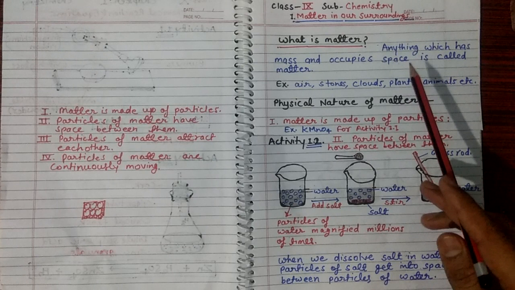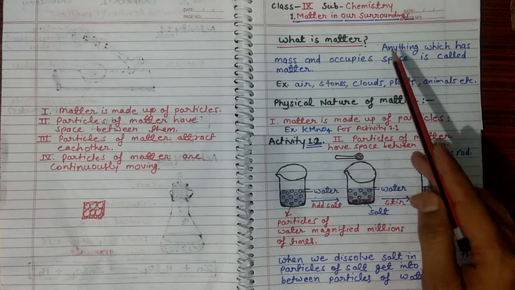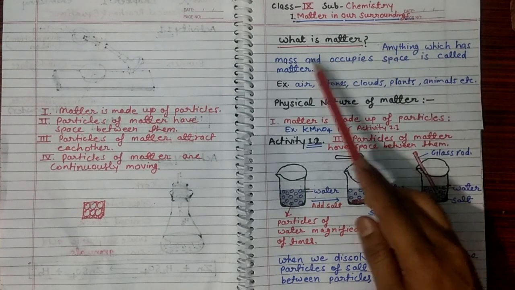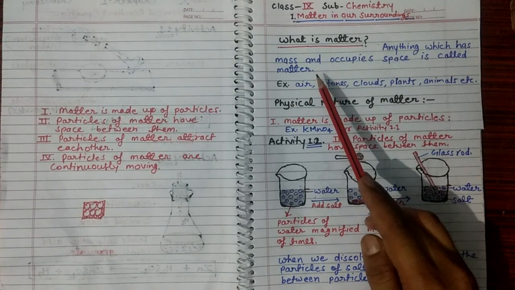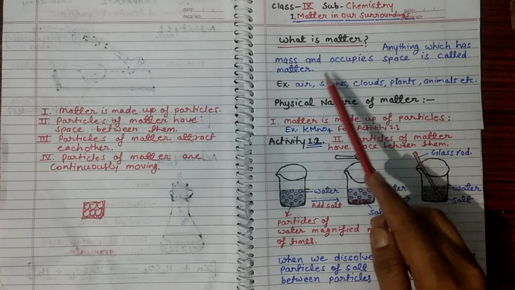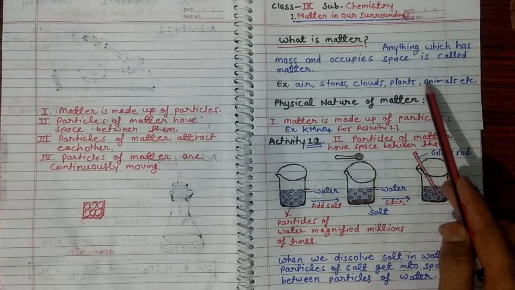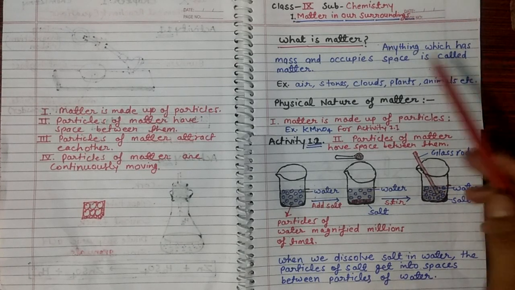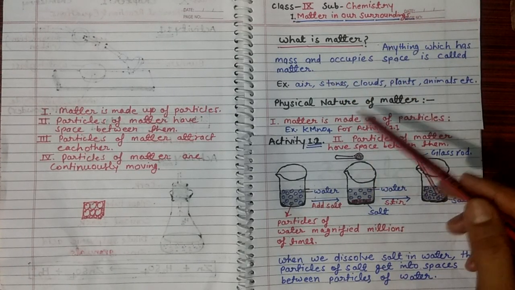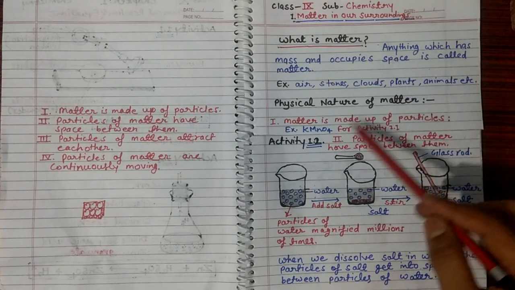In this video we will discuss some topics of this chapter, like what is matter. See, anything which has mass and occupies space is called matter. So this is the simple definition of matter. Here are some examples like air, stone, clouds, plants, animals and so on. It's very simple to understand that anything which has mass and occupies some space means it is matter.